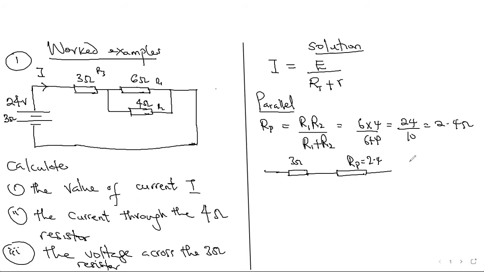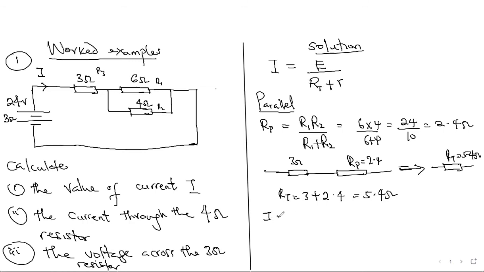Now this will then be reduced to this, the RT. RT will be 3 plus 2.4 because they're in series, and that will give you 5.4 ohms. So the single resistor that represents all these resistances will be 5.4 ohms, and that is the resistance that we need here.